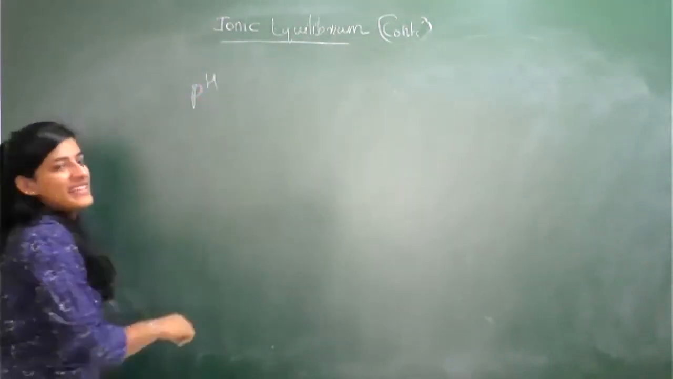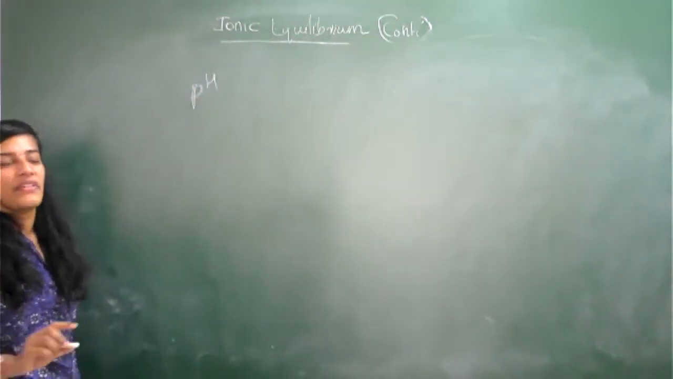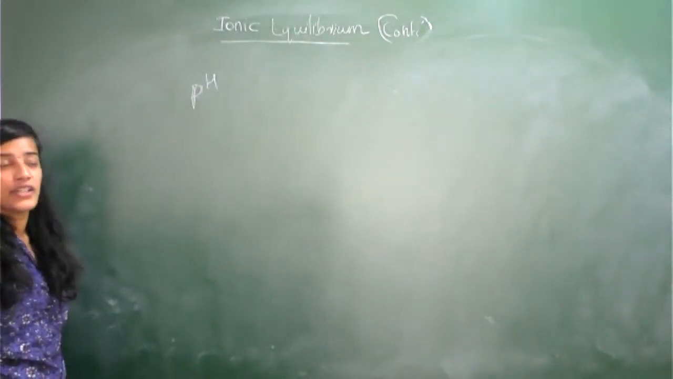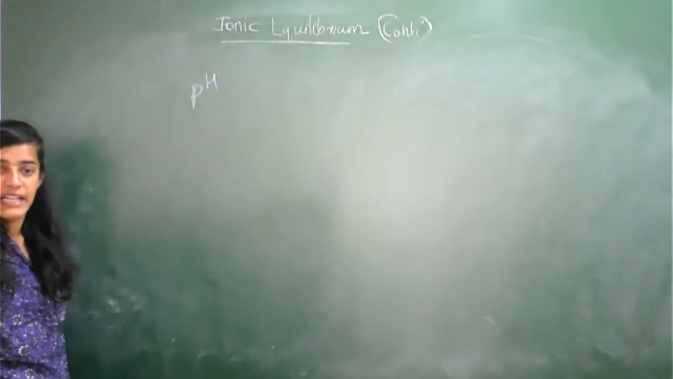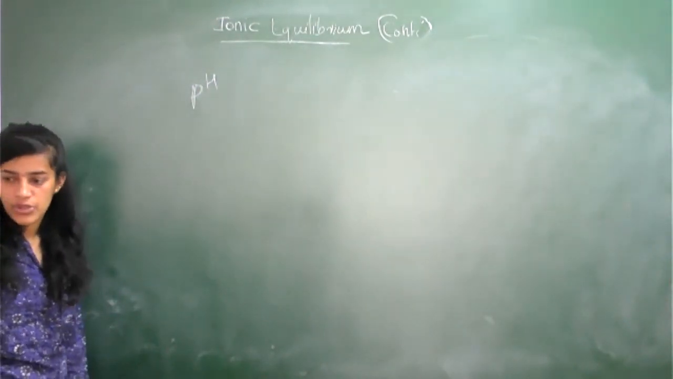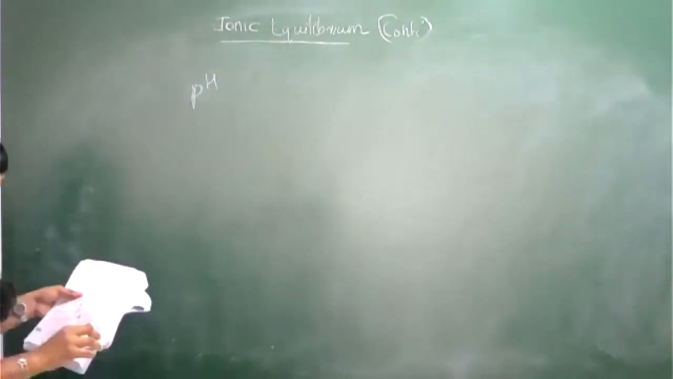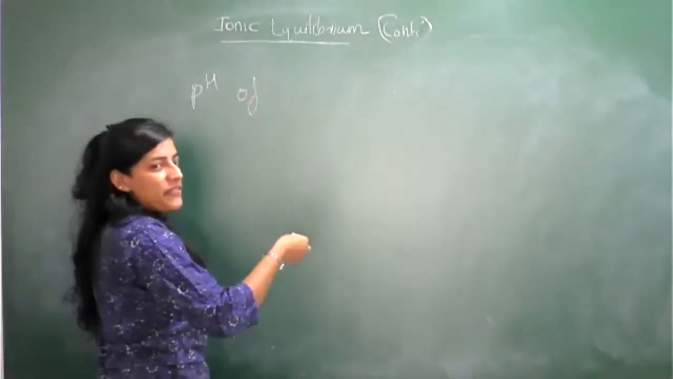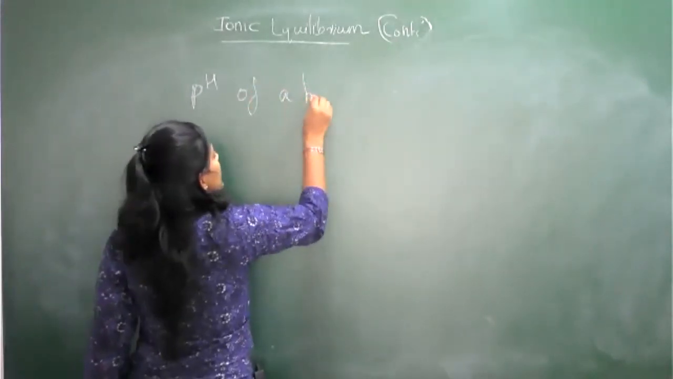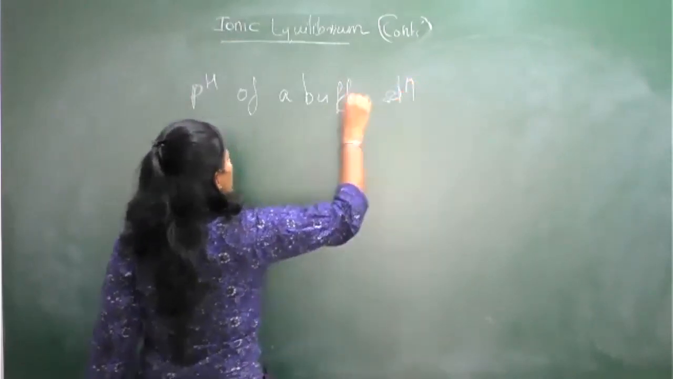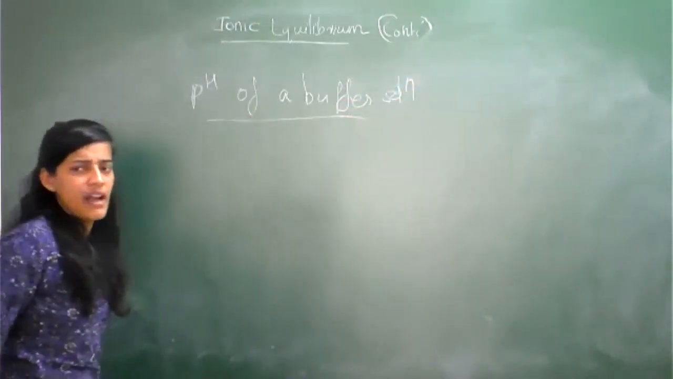pH. Every time we want to find out pH. At the initial level we start the same way: H plus concentration, and after that minus log of H plus. So here also we want to find out pH. The pH of a buffer solution is a little bit different. Very, very important, because often questions come from this area.